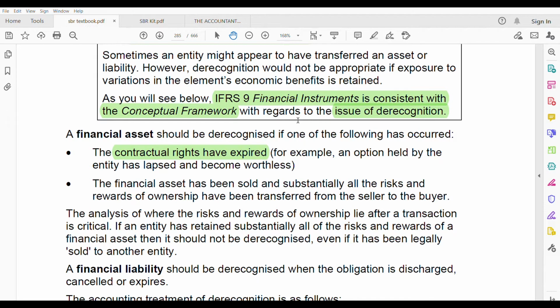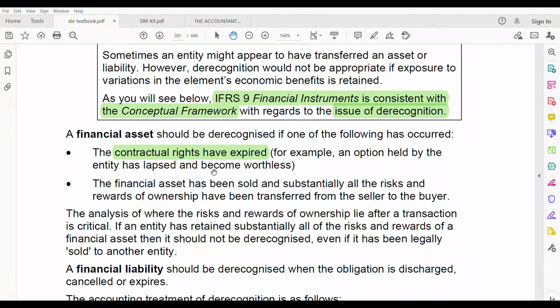Okay, for example, an option held by the entity has lapsed and become worthless. If you're having an option that it will be exercised, okay, but it's not exercised and it becomes worthless, that means you're not receiving any cash from that option anymore. You don't have the contractual right, it has expired. So option becoming expired and becoming worthless. Okay, it's a very good example. That means your contractual rights have expired.